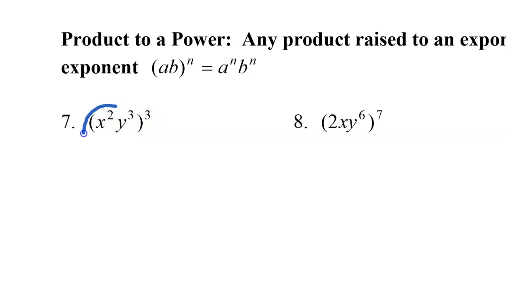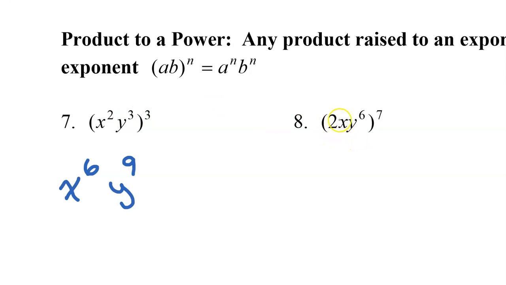We just learned that when you raise a power to a power, you multiply. So x squared to the 3rd power will be x to the 6th power. Next we have to raise y to the 3rd power to the 3rd power. Again, a power to a power, you multiply. So this will be y to the 9th power.